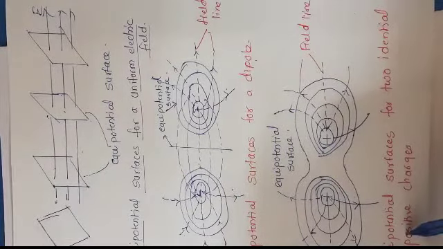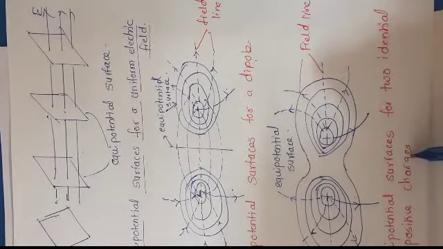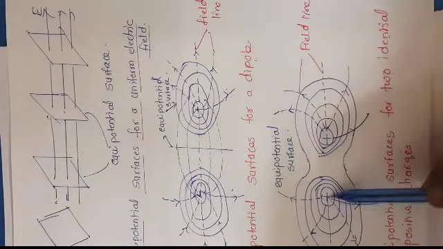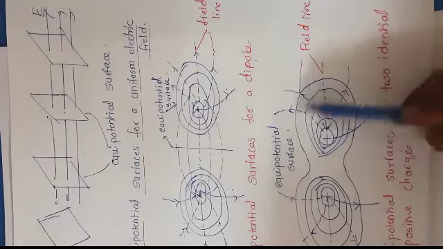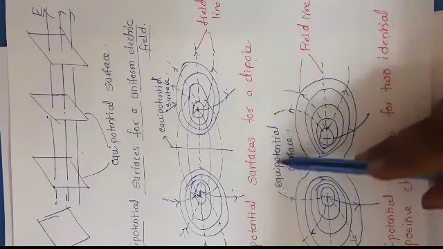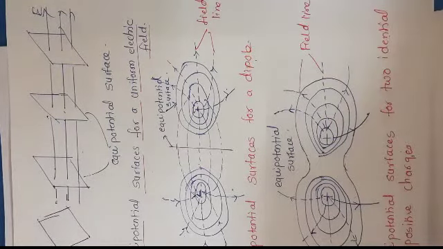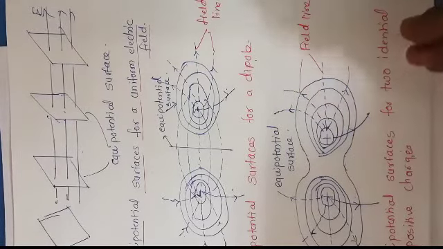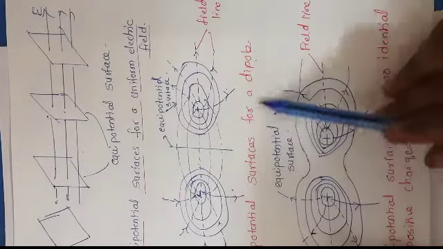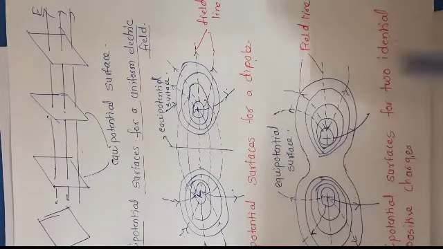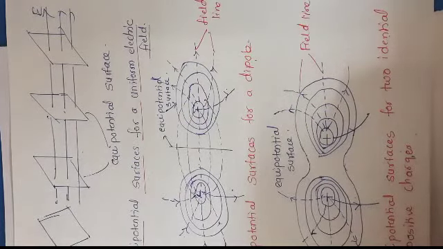The next diagram, the third diagram, is the equipotential surfaces for two identical positive charges. Here the charges are positive, and the equipotential surfaces are around them. These are denoted as equipotential surfaces, and these are the field lines. These are the diagrams for the equipotential surfaces for a uniform electric field, for a dipole, and for two identical positive charges. So this is the information about equipotential surfaces.